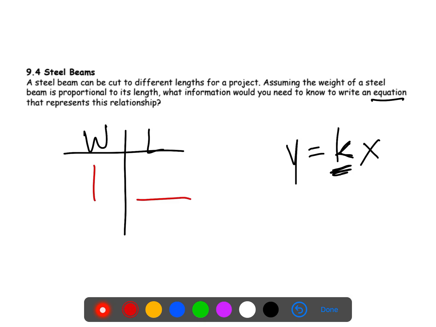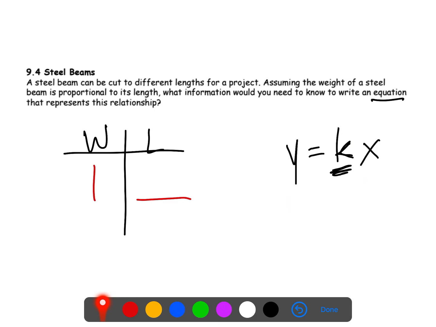If that wasn't the case, if I was given another ratio, that's okay too. All I need to do is divide this value by the weight, divide the length of the beam by the weight, and I would know that constant of proportionality to create my equation.